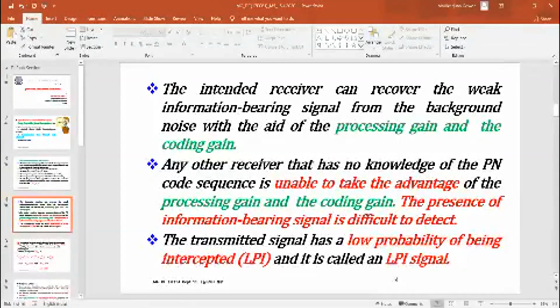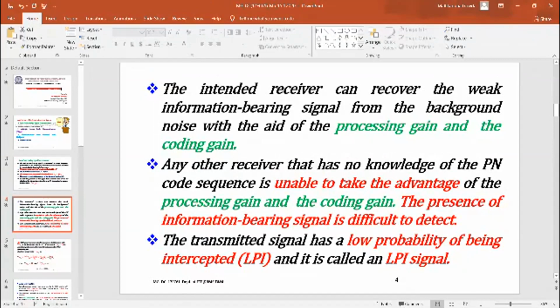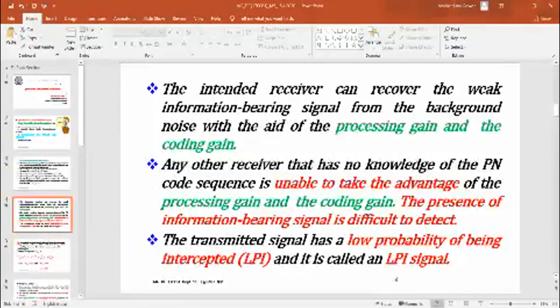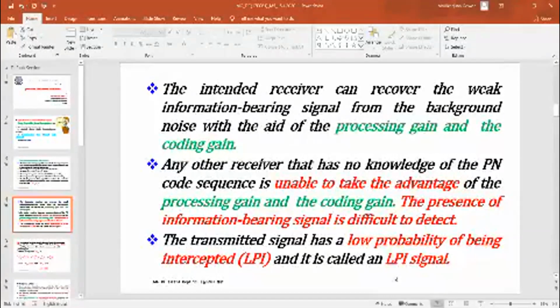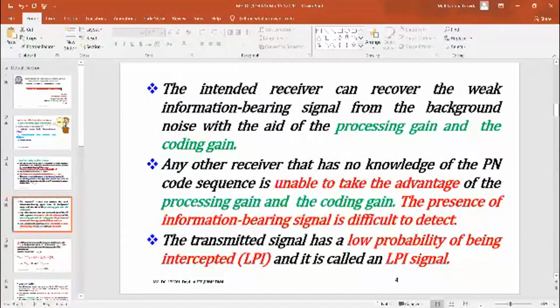So the receiver that does not have knowledge of the pseudo noise sequence will not be able to take advantage of these two, that is processing gain and the coding gain. Hence, for it, it becomes very difficult to detect the information bearing signal. So we call the transmitted signal low probability of being intercepted, that is LPI. This is how low detectability signal transmission happens by using the direct sequence spectrum signal.